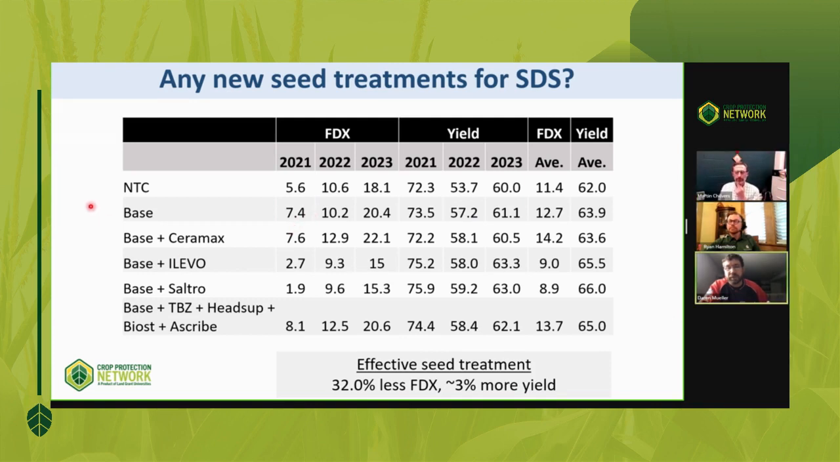And this particular, yeah, these are the results from those 30 locations. I'm not going to look at each individual year because there's a lot of numbers here and people can look at it as we sit and talk about it. But if you look at just the averages, those last two columns, the Ilevo and Saltro, the fourth and fifth lines down there, they reduce foliar symptoms by 32%.